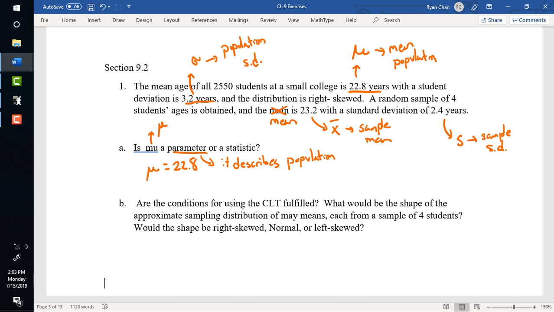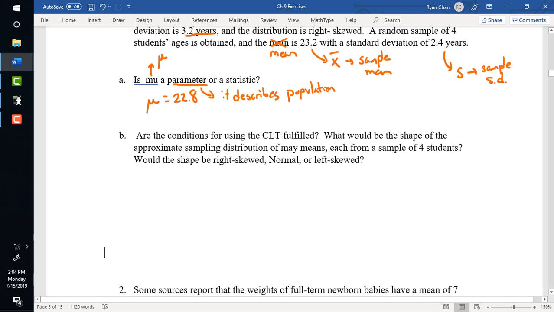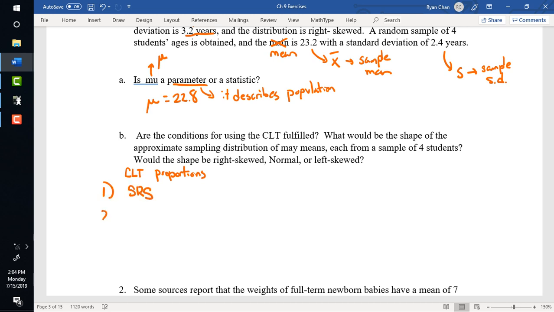Okay, so let's talk about this in part B. There are also central limit theorem conditions. So let me talk about the central limit theorem for proportions. We're not doing this, but I want you to remember what the criteria are. The criteria is a simple random sample. We assume n times p is greater than 10, and n times 1 minus p is greater than 10.